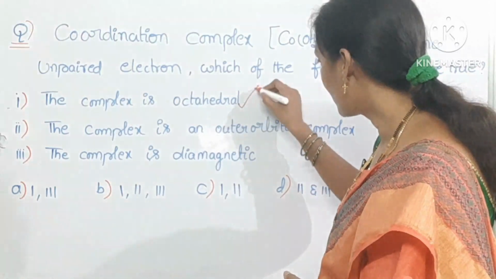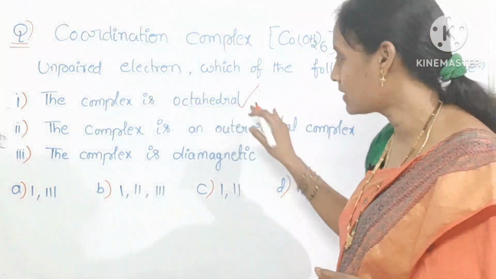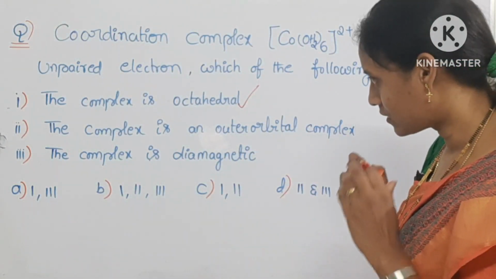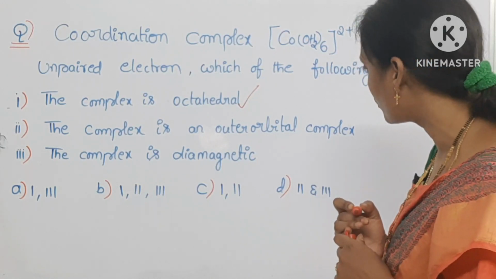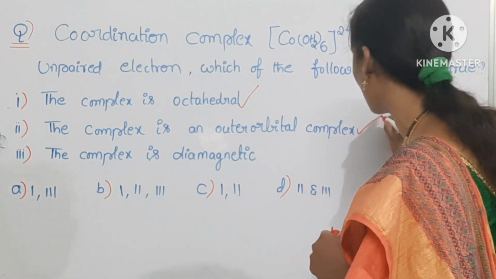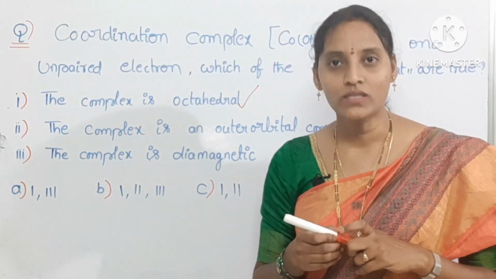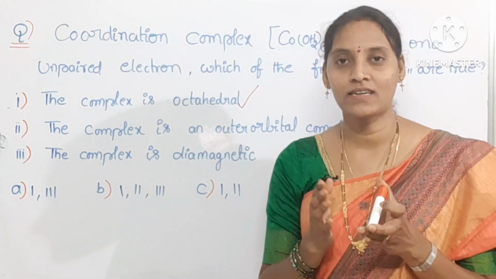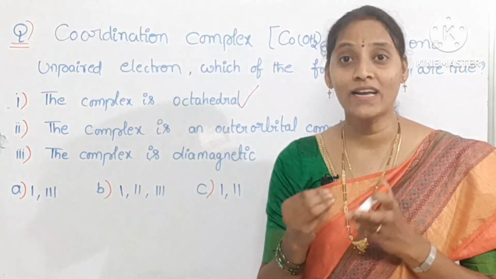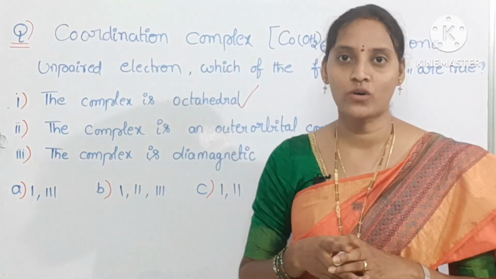It is the octahedral complex, so that first one is also correct. And second, is it correct or not? Check: the complex is an outer orbital complex. Yes, this one is also correct, because water molecules act as a weak ligand. This is the weak ligand, that is the reason it is the outer orbital complex.